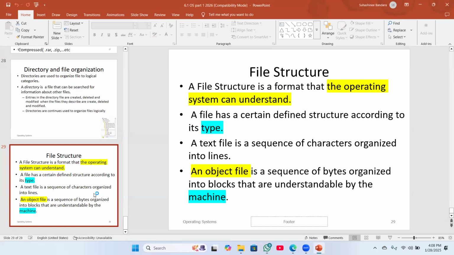When you do Python programming, you will learn about object files and source files. So source files are in high-level languages, while the object file is the machine code which only the machine can understand.